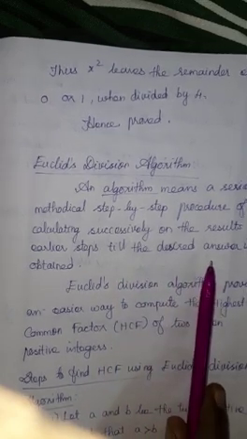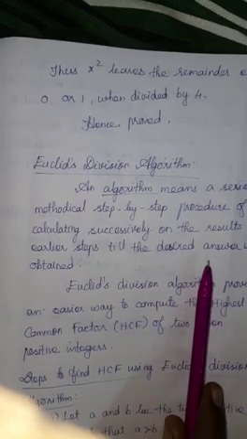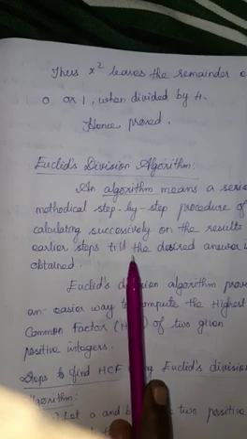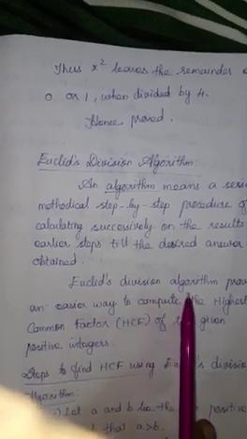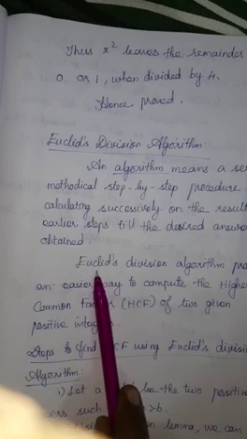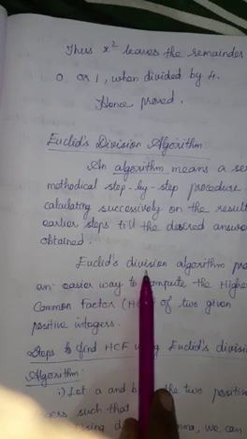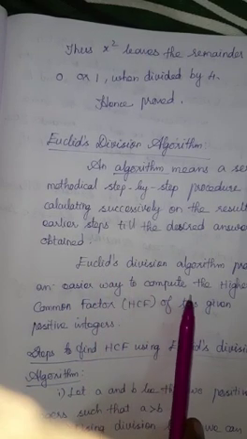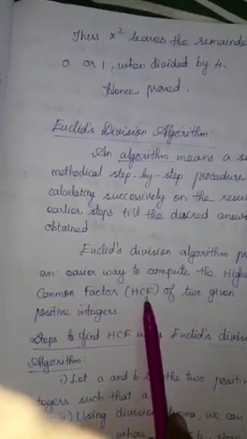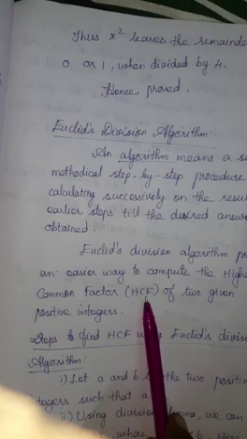Okay, however many steps you need, you have to do. You cannot stop within one or two. Understood? That is the meaning of algorithm. Euclid's division algorithm is given by the mathematician Euclid. Using this Euclid's division algorithm we can find out the HCF, that is the highest common factor, of two numbers or three numbers easily.